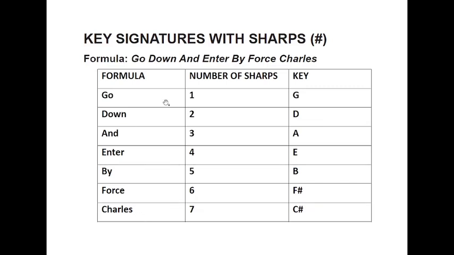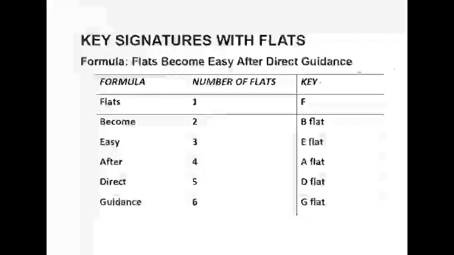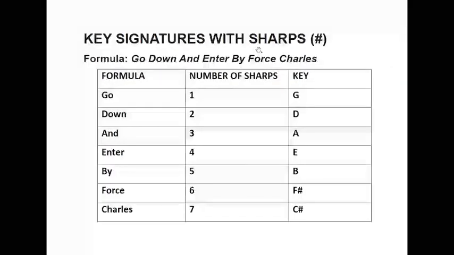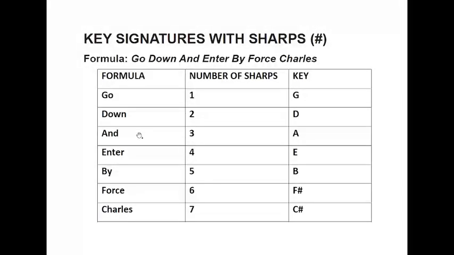So that means as you count, you're counting the number of sharps. Go, that's one sharp, and so that is key G. Go Down, those are two sharps, and that is key D. Go Down And, those are three sharps, and that is key A. Go Down And Enter, those are four sharps, and that is key E.